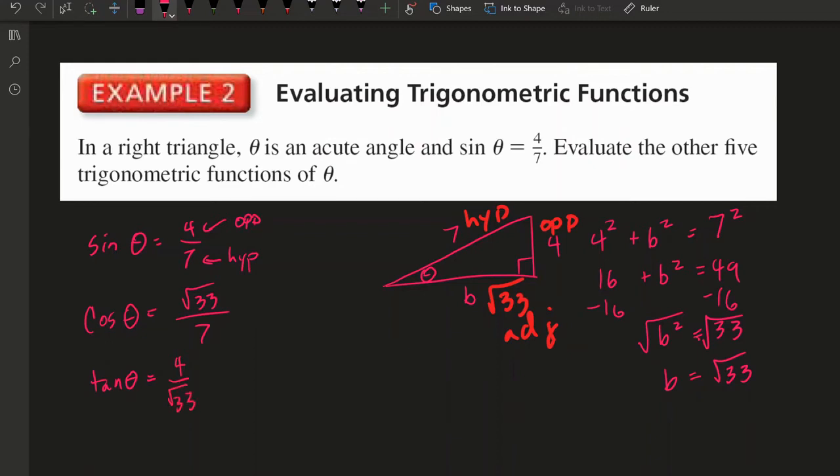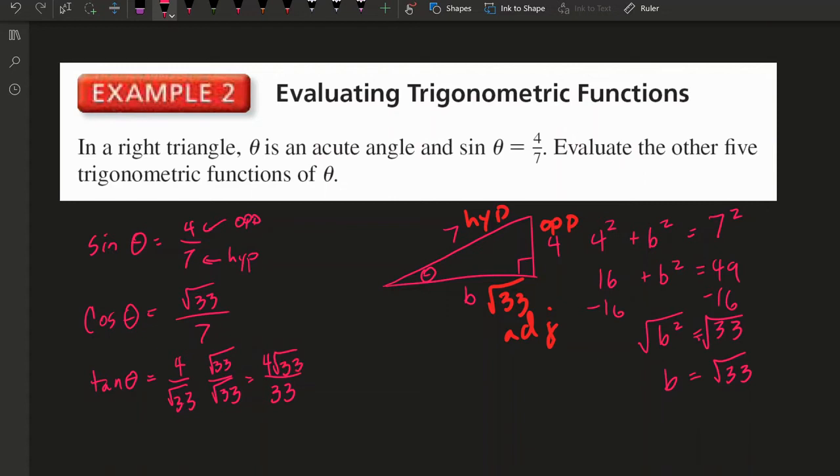Now this one does require that I rationalize the denominator, so it does take one more step of work, and that's just because I can't have a radical in the denominator for my final answer. So I just need to multiply this one by square root of 33 over square root of 33. Because in the denominator, square root of 33 times square root of 33 is 33. In the numerator, 4 times square root of 33 is 4 times square root of 33.